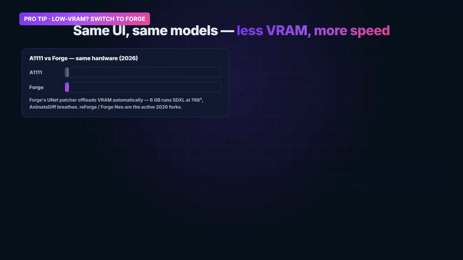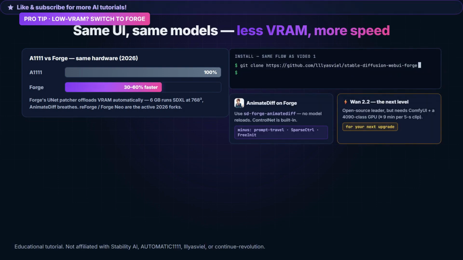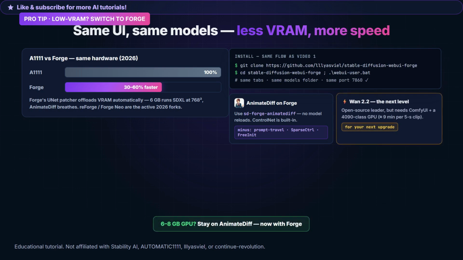Low VRAM, switch to Forge. Same tabs, same models, 30 to 60% faster. Clone the repo and run webui-user.bat. ControlNet is built in, and AnimateDiff works through the SD Forge AnimateDiff extension. When your GPU is ready, Wan 2.2 is the next level, but for now, Forge plus AnimateDiff is the sweet spot.